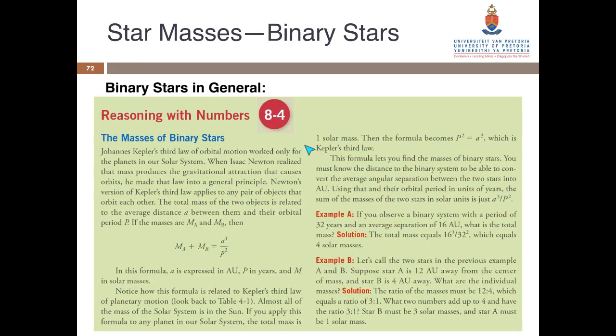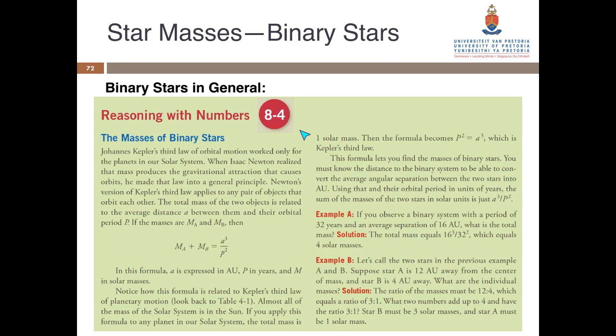So here, this is a question I like to answer for the semester test and exam. So let's go through this example. Kepler's third law of orbital motion worked only for the planets in our solar system. And when Isaac Newton realized that a mass produced the gravitational attraction that causes orbits, he made that law into a general principle. Newton's version of Kepler's third law applies to any pair of objects that orbit each other.